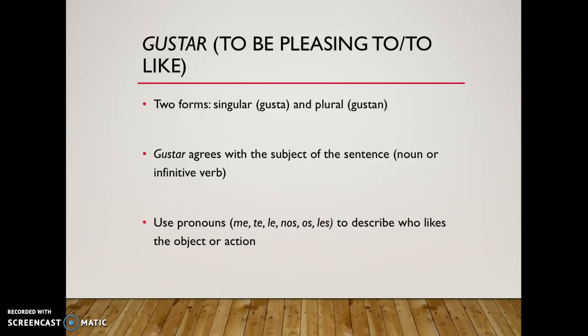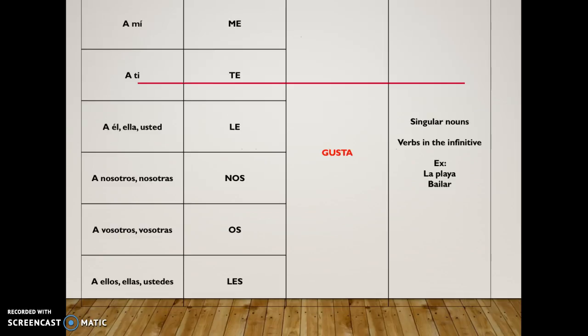And then you have to say who this object or action is pleasing. And you do that by using a pronoun. The pronouns are me, te, le, nos, os, les. And that describes who this is pleasing or who likes it. This chart will help you better determine who is liking something, okay?